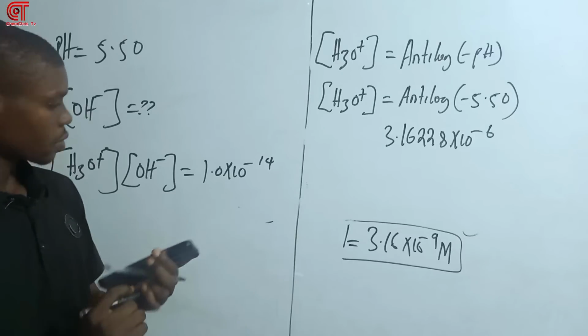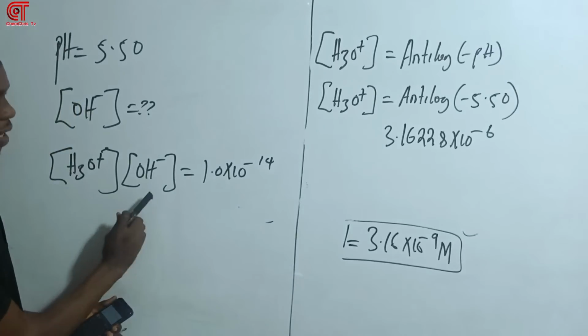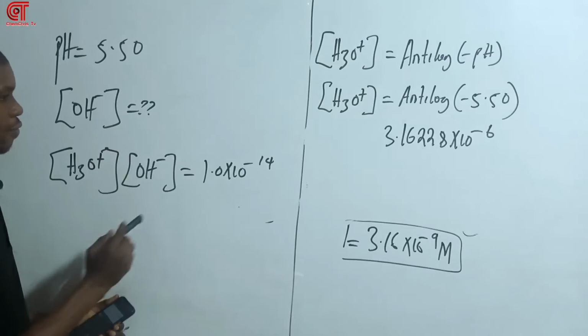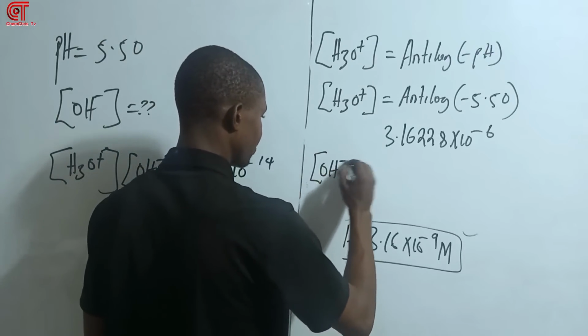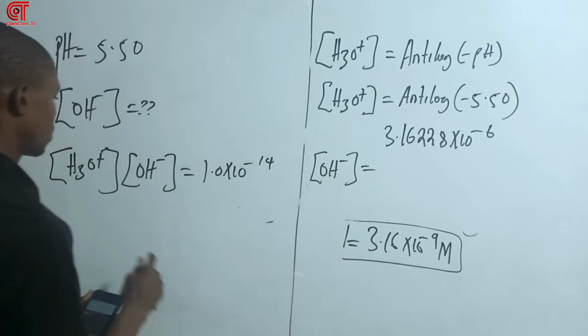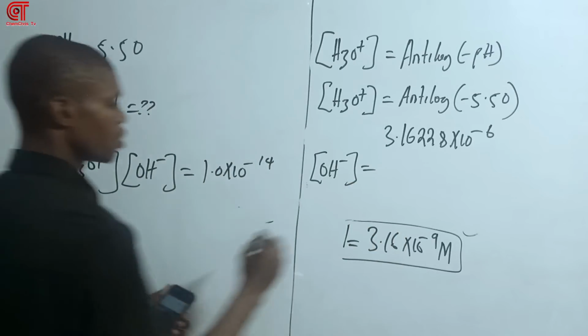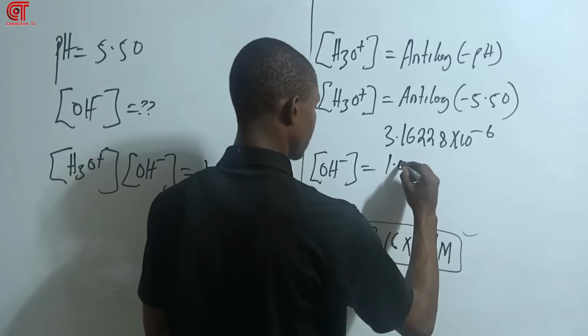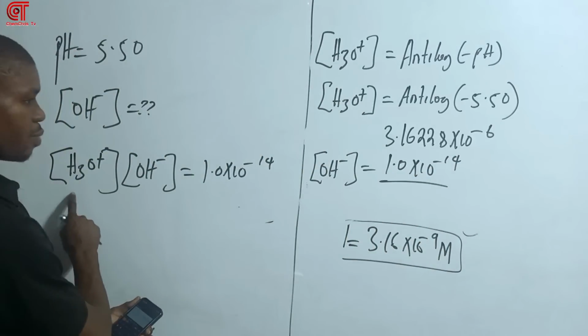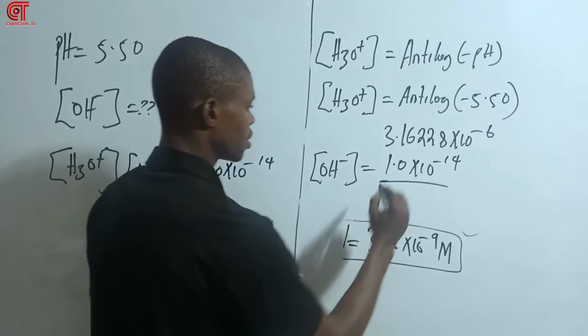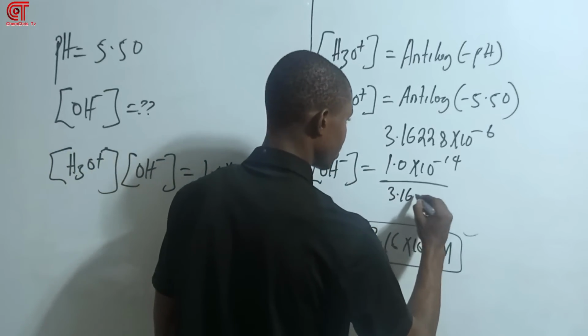So remember this formula here, if you make a series of formula here, OH minus is going to be equal to 1.0 exponential of minus 14 over H plus here, which is 3.1622 exponential minus 6.